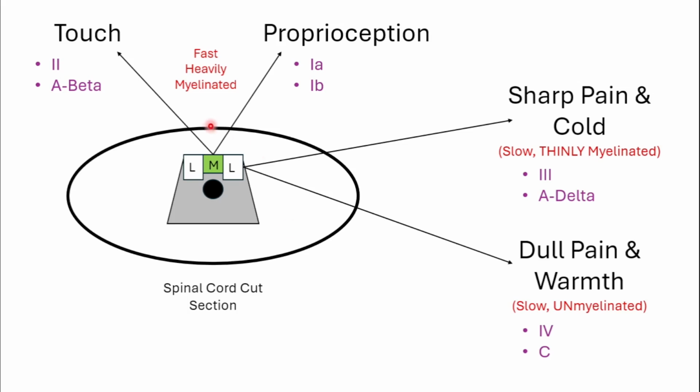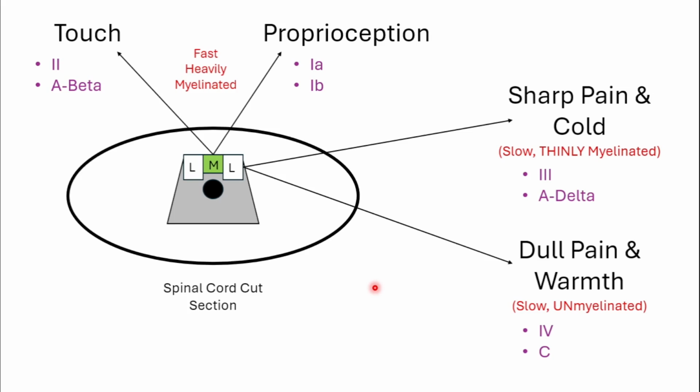So to quickly recap, on the medial dorsal horn we have the nerve fibers that sense touch, named 2 and A beta, and the nerve fibers that sense proprioception, named 1A and 1B, and all those fibers are fast and heavily myelinated. On the lateral dorsal horn we have the nerve fibers that sense sharp pain and cold, named 3 and A delta, and those are slow and thinly myelinated. And we have the nerve fibers that sense dull pain and warmth, named 4 and C, and those are slow and unmyelinated. So those are all the extras we have to know about the dorsal horns.